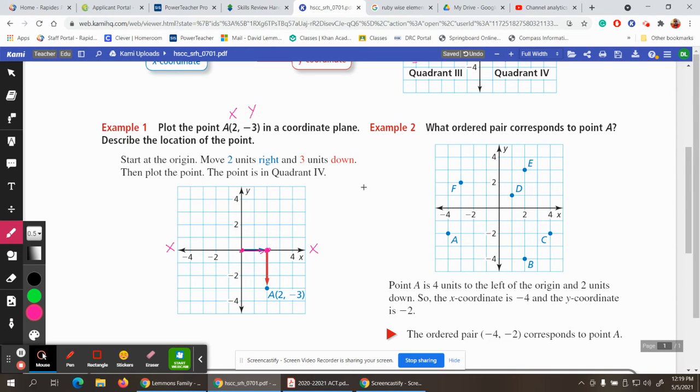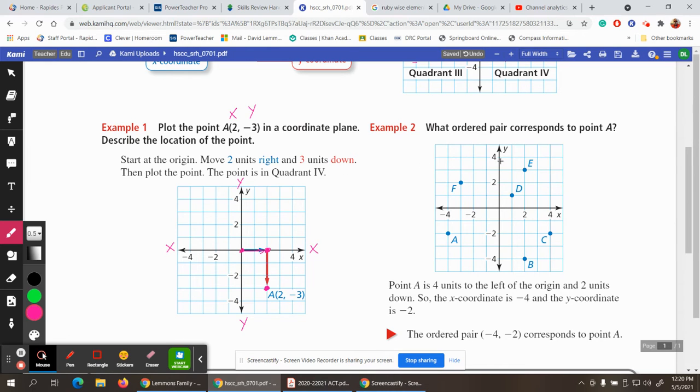And then your y value is a negative 3. Again, here's y. It's your vertical axis. That is your y-axis. Since it's negative, you go down. So you would go down from this point, 1, 2, 3. Then you label that point as A, which is (2, negative 3). And that point is in quadrant 4, in case they ask.